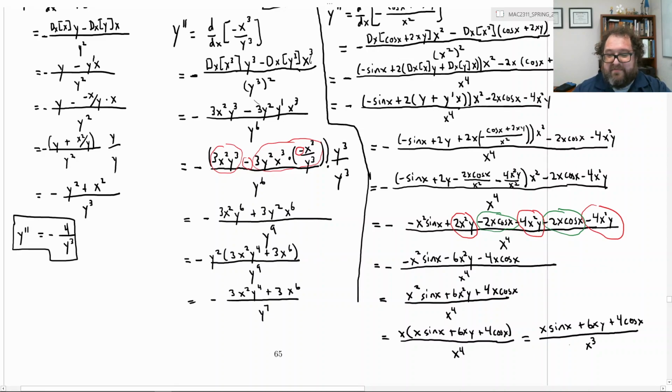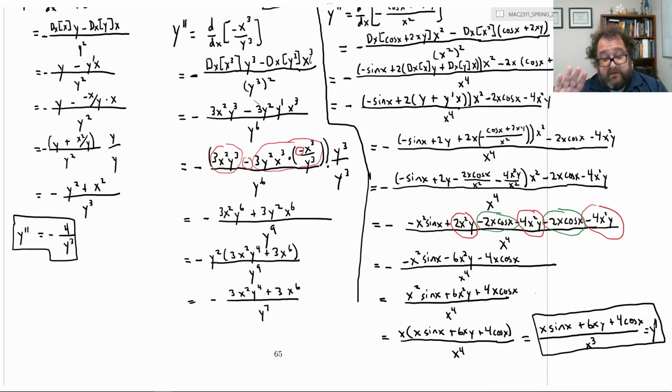I think we finally have our simplified y double prime, the second derivative of y with respect to x. That took a lot of work. Okay. Calculus, not so bad. The reason calculus class is kind of rough sometimes is because of all of the algebra. That was a ton of algebra.